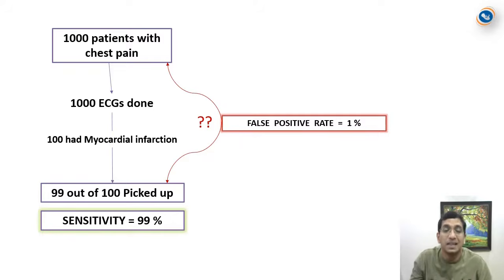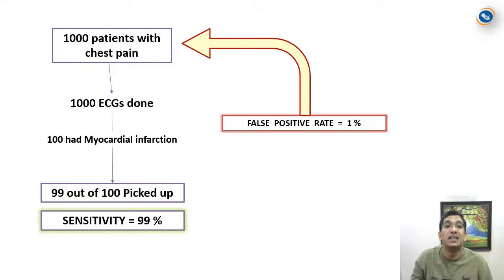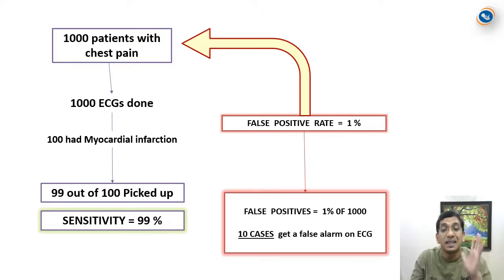Now most people think that 1% false positive rate applies to the cases which are diagnosed. That is absolutely wrong. False positive rate is always calculated as a proportion of the entire population which is tested. So here in this case, when we talk about 1% false positive rate of ECG, it is 1% of 1000. That is 10 cases out of those 1000 will get a false alarm on ECG. So ECG will show that they are having a heart attack, while in reality they will be absolutely fine.